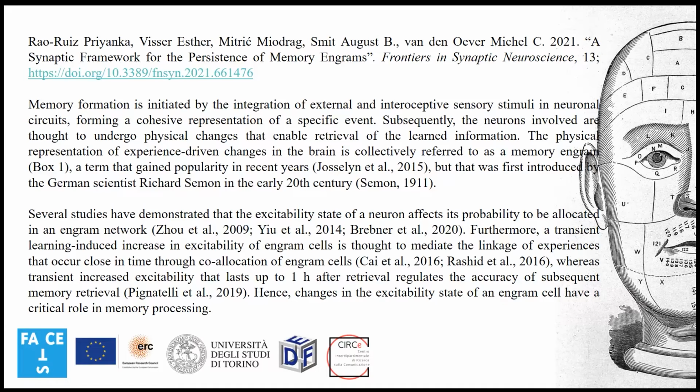Several studies have demonstrated that the excitability state of a neuron affects its probability to be allocated in an engram network. Furthermore, a transient learning-induced increase in excitability of engram cells is thought to mediate linkage of experiences that occur close in time through co-allocation of engram cells.